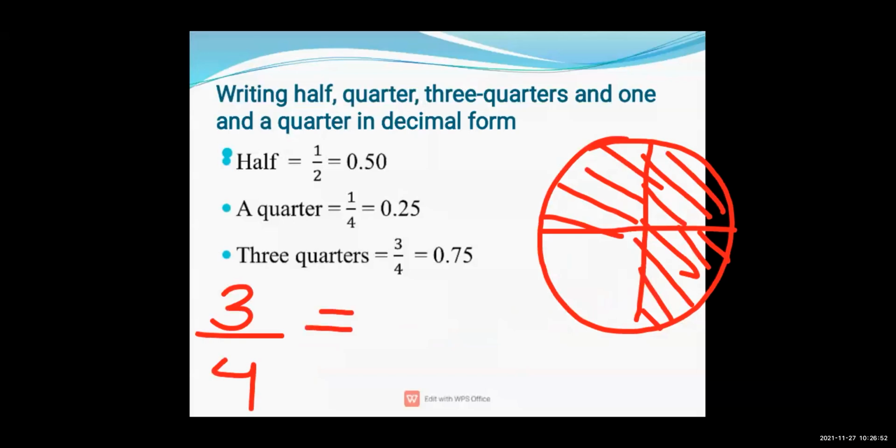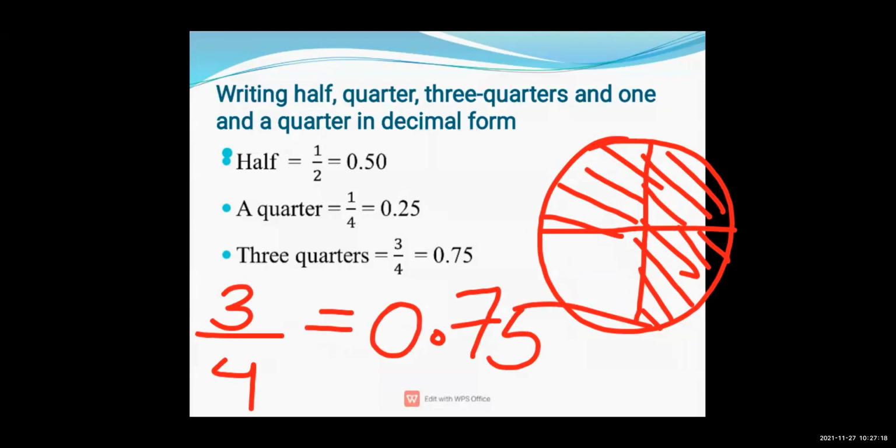Now three quarter means out of 100, how many are colored? Three parts are colored. That means 25, 25 and 25. We join 25 three times. It becomes how much? 75. So how are we going to write it in the form of decimal? That is 0.75.